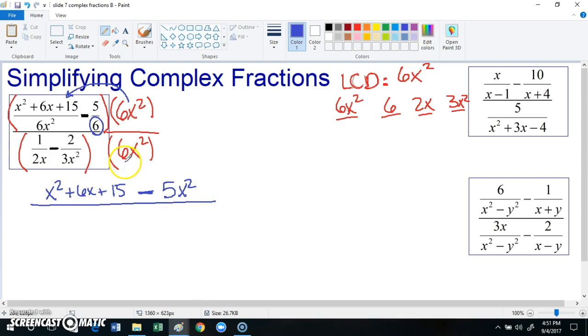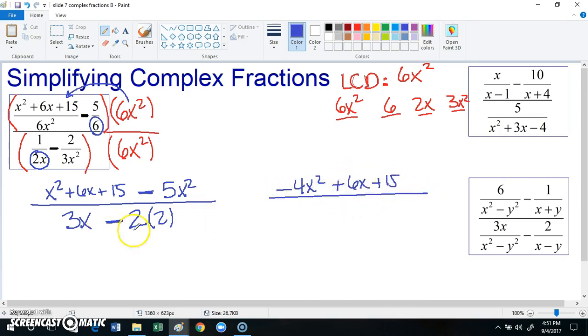Let's look at the denominator. Take 6x squared and divide by 2x, because 2x goes into 6x squared evenly. How many times? Right, 3x times. Then we have minus 2, that's the numerator, and 3x squared goes into 6x squared how many times? 2 times. Let's simplify. We're going to get negative 4x squared plus 6x plus 15 over 3x minus 4. All right, I'm going to call that done. I can't do anything else with it.